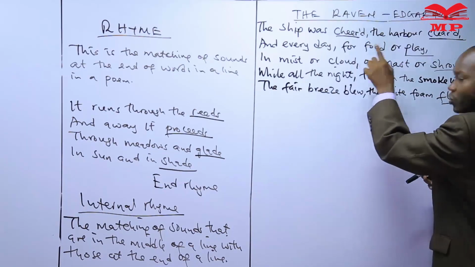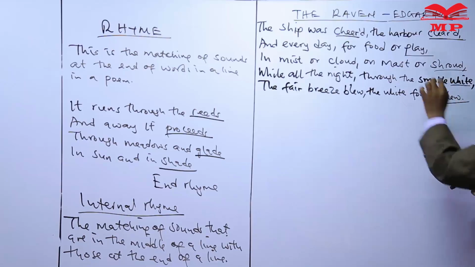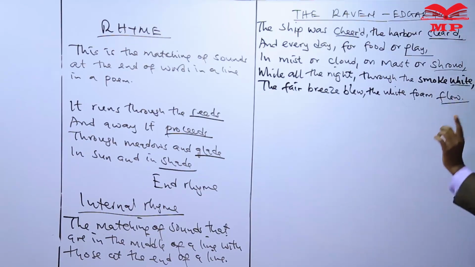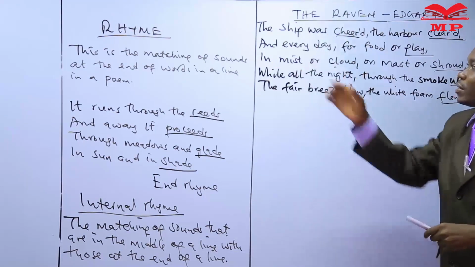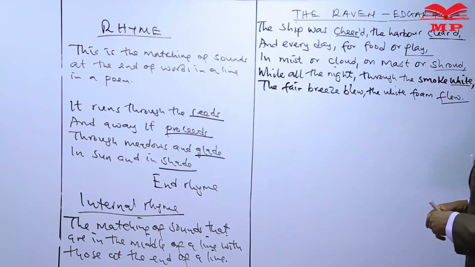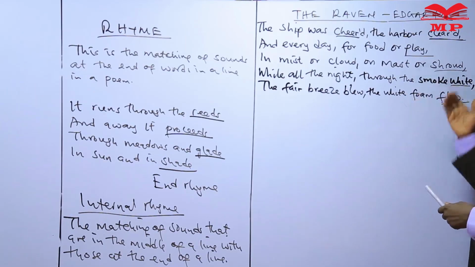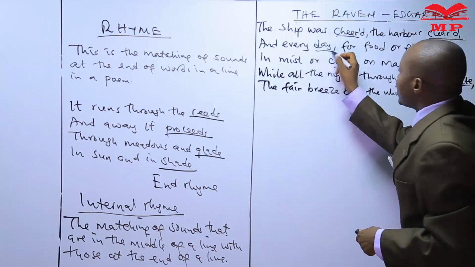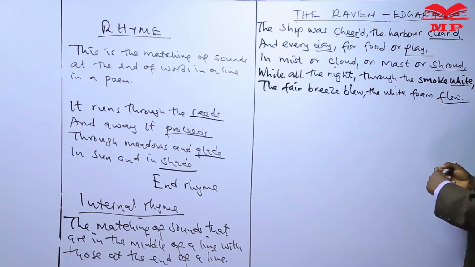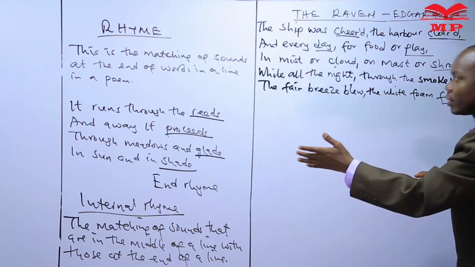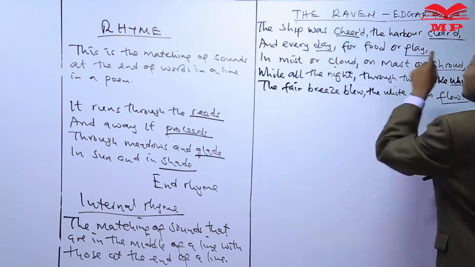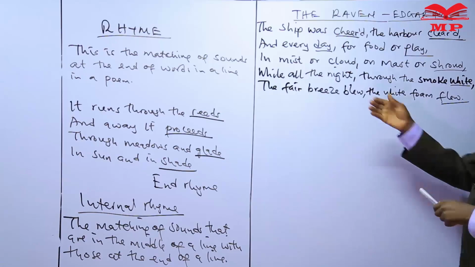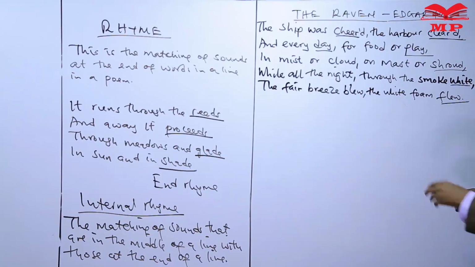So the ship was cheered, the harbor cleared. So cheered and cleared are rhyming words. But this word comes somewhere in the middle of the line. So we call this internal rhyme. Look at the second line. And every day for food or play. So the word day and the word play are rhyming. Get the sound A and A. Day and play, the rhyming words. In mist or cloud, on mast or shroud.